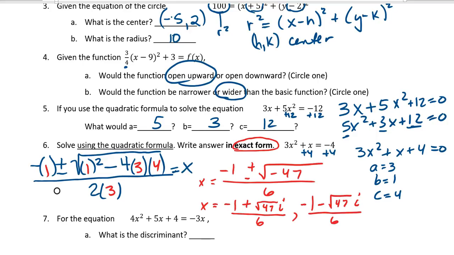Notice I didn't have to figure it out mathematically and figure out exactly what it was. You don't have a calculator. It'd be really hard to do. This is fine. Just leave it like that. That's good enough for me. Let's look at our next problem.